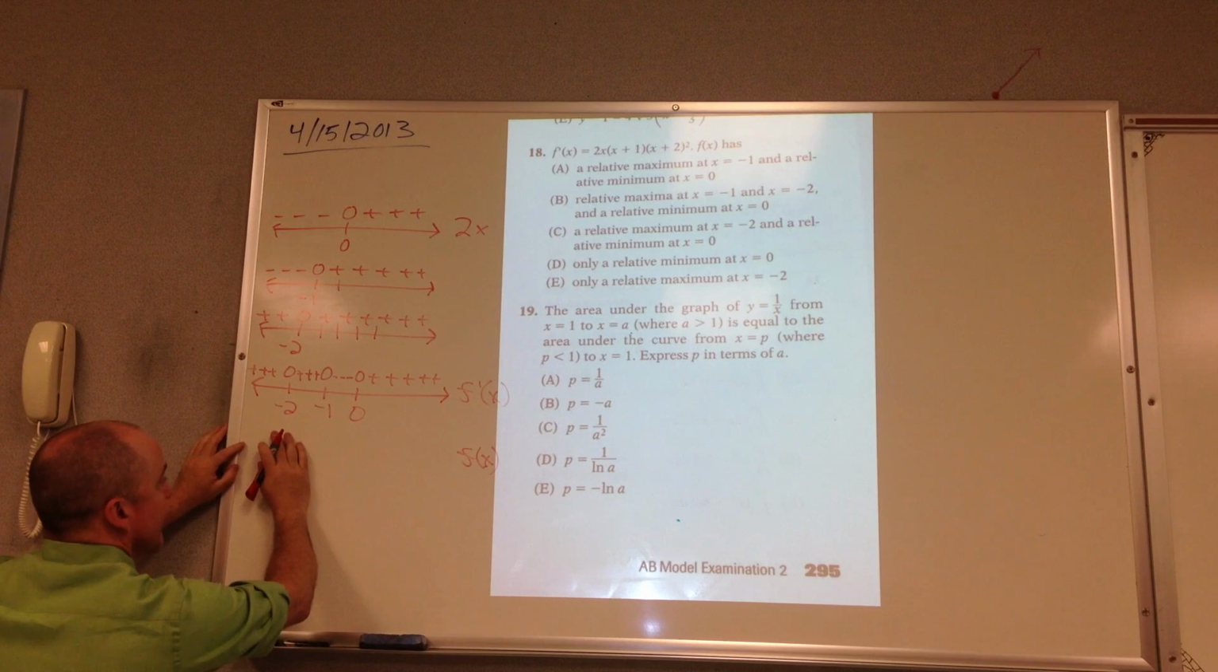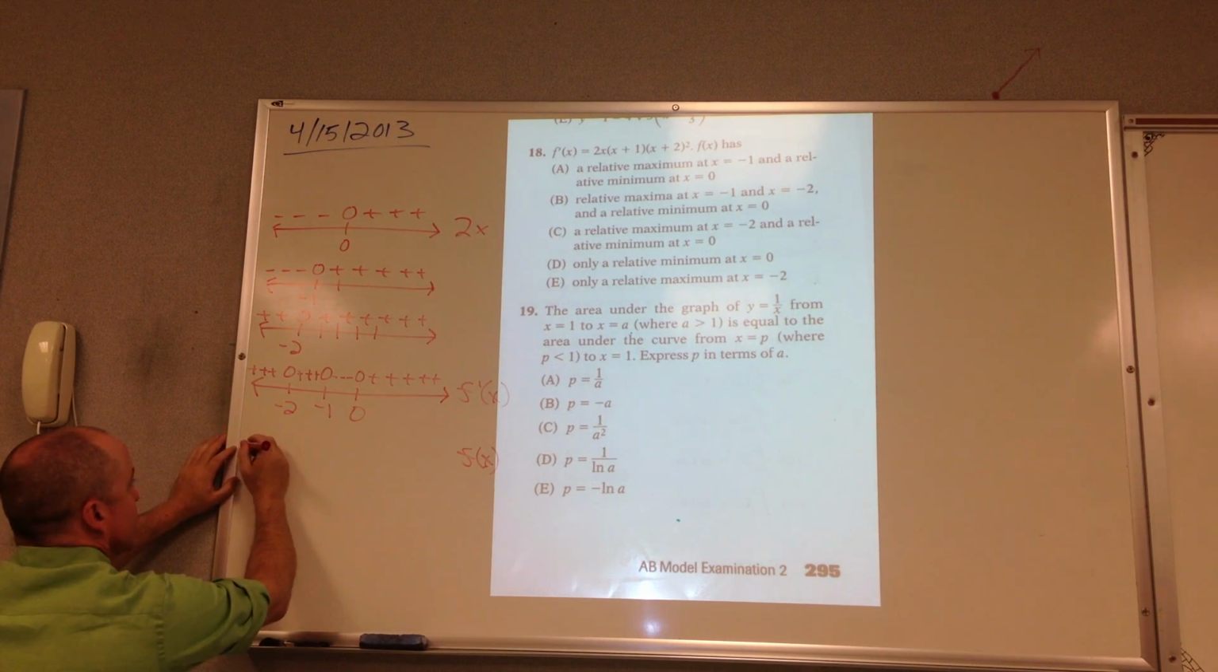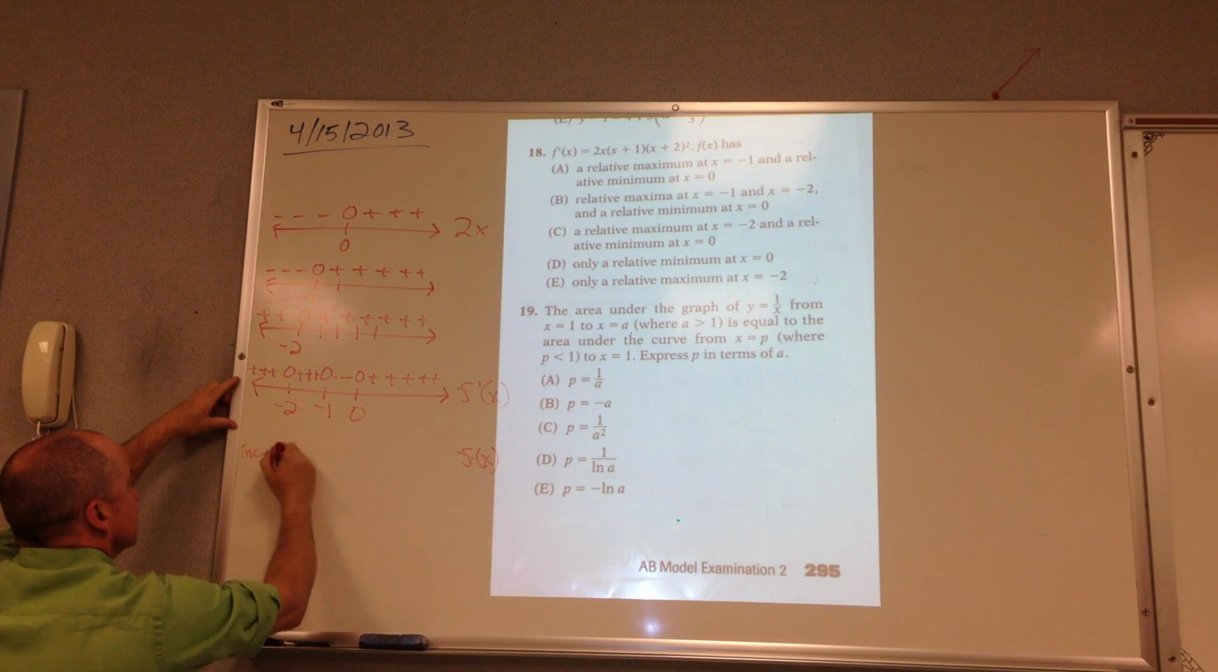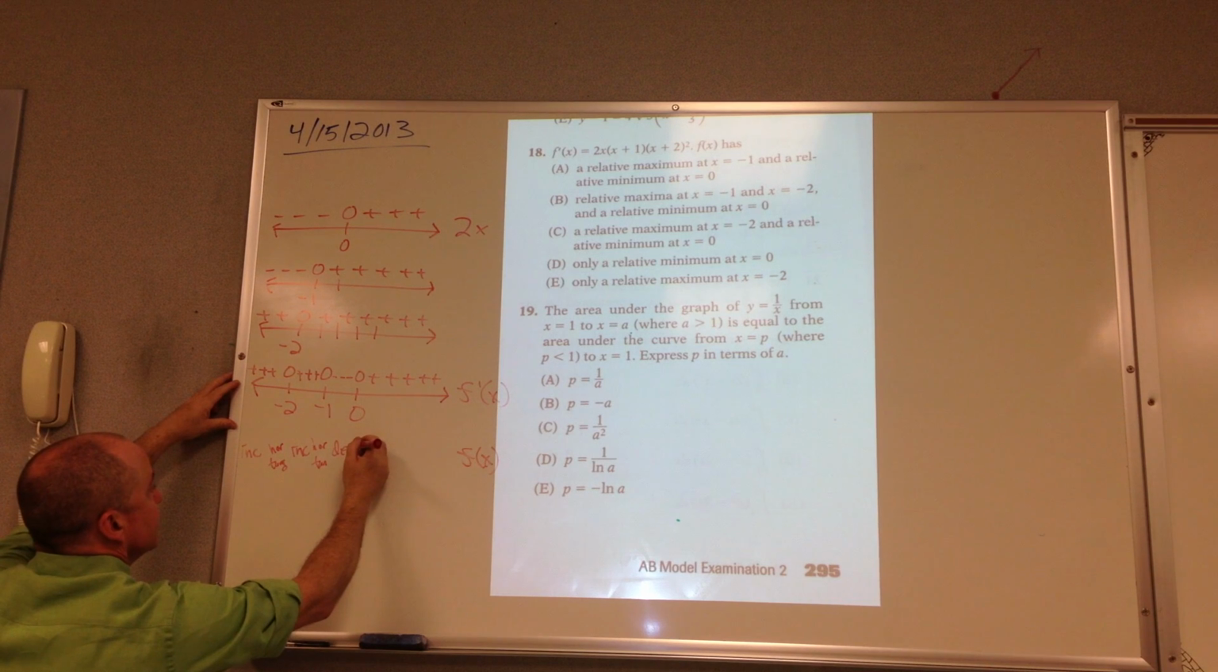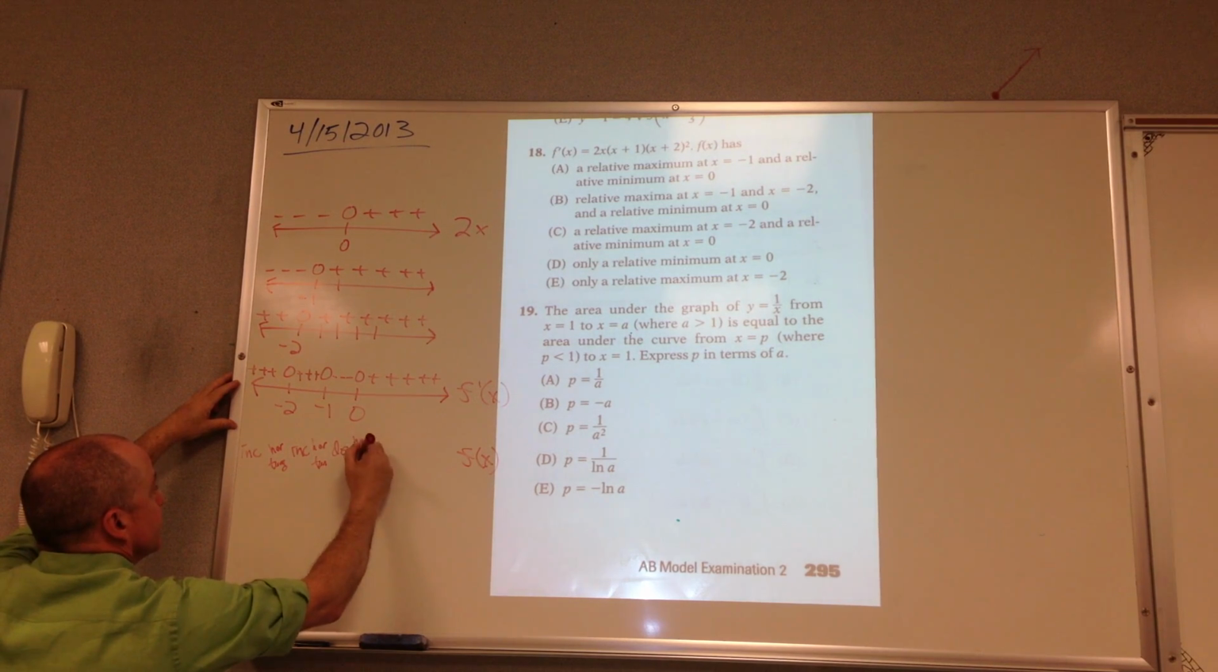If we talk about the original function, according to this it is increasing, so we can eliminate D. Horizontal tangent, still increasing, horizontal tangent, then decreasing. So it's C. Horizontal tangent, then increasing.